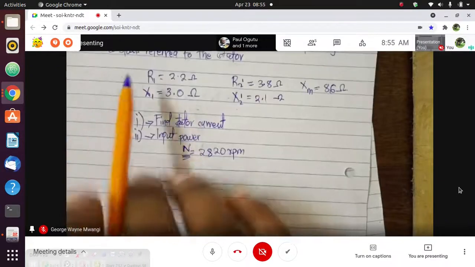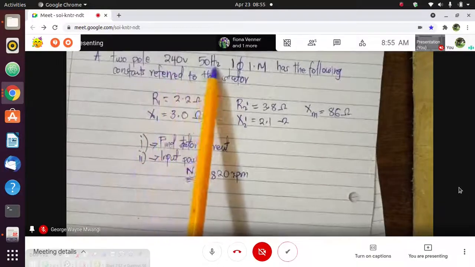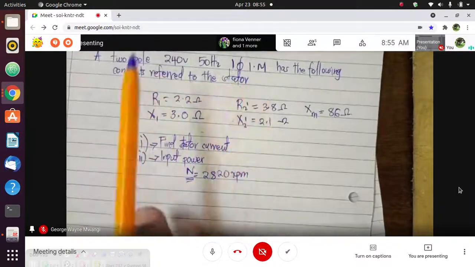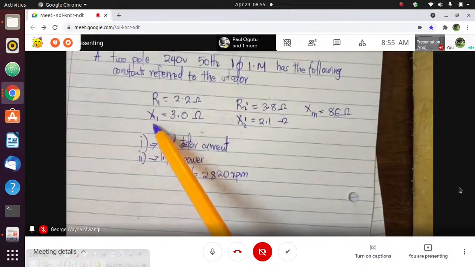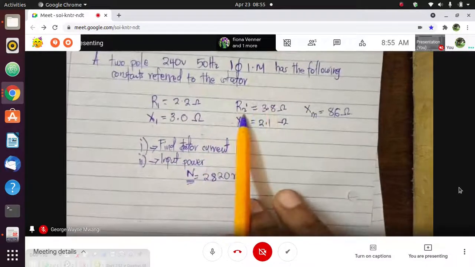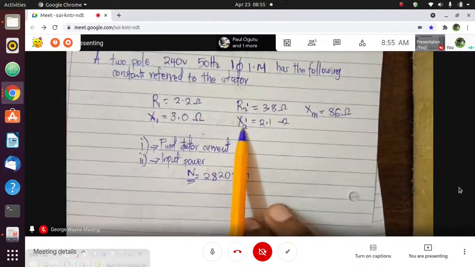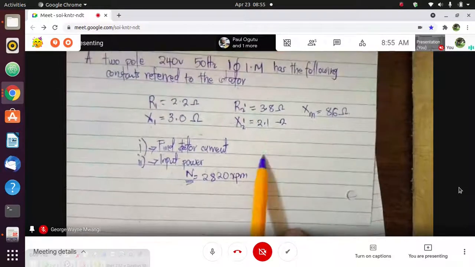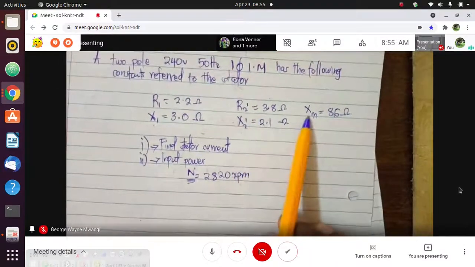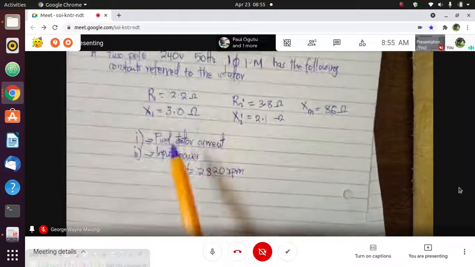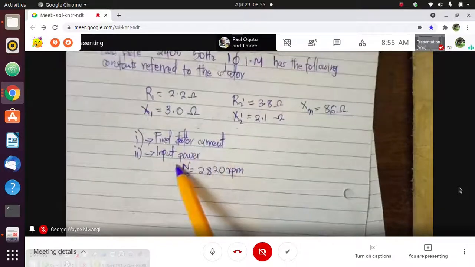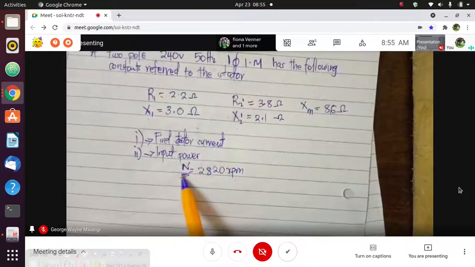You've been told that a two-pole 240 volt 50 hertz single phase induction motor has the following constants referred to the stator. We have the stator resistance and the stator reactance as 2.2 ohms and 3 ohms. We have the rotor resistance and the inductive reactance as 3.8 ohms and 2.1 ohms. And we have the magnetizing reactance as 86 ohms. Number one, find the stator current. And number two, find the input power, given that the speed at which the rotor is rotating is 2820 RPM.